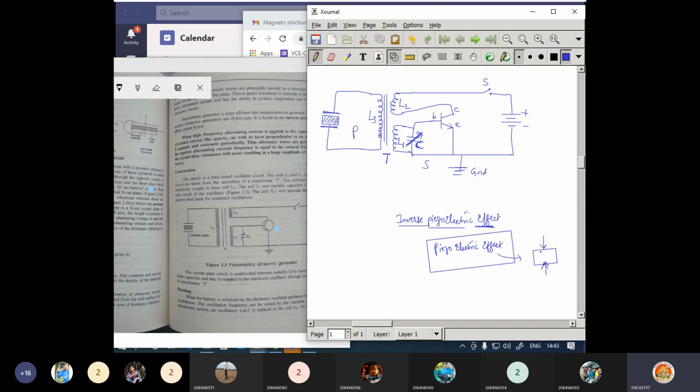Due to the pressure, we are going to get the charge generation on the opposite faces, this side and the back side here. So you started with the pressure, and you are going to get the electricity. Now the reverse of this: first you start with the electric field, you give the electric field, and you are going to get the pressure here. Pressure in the sense, the vibrations you are going to observe.